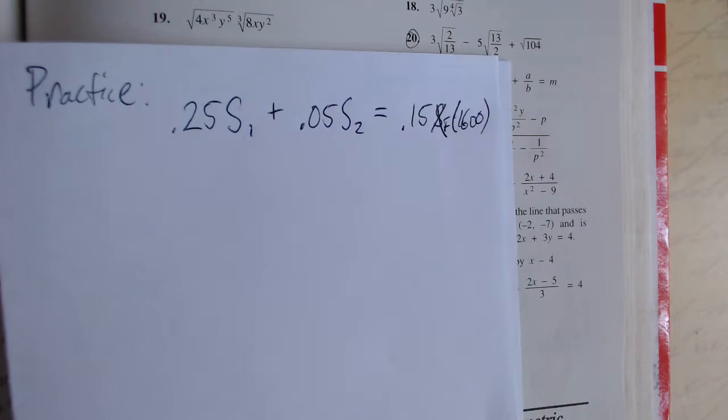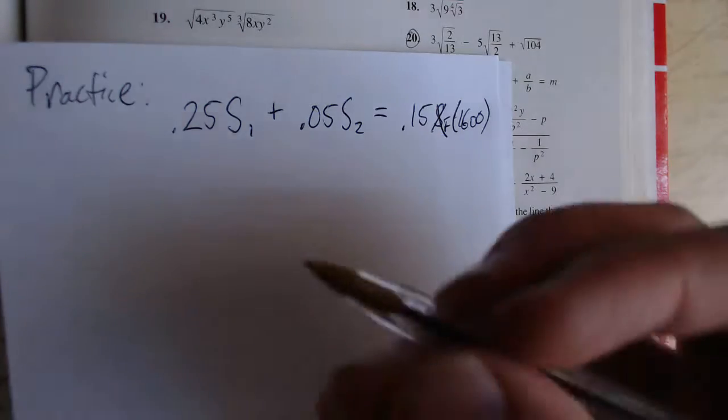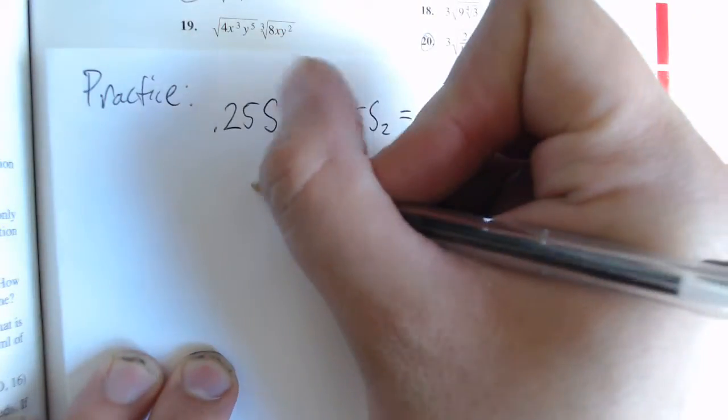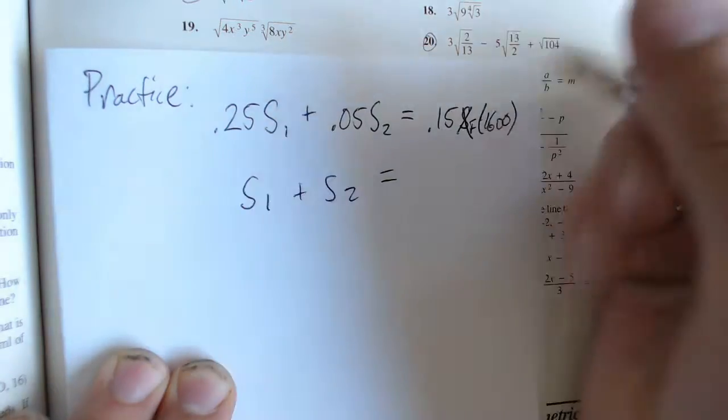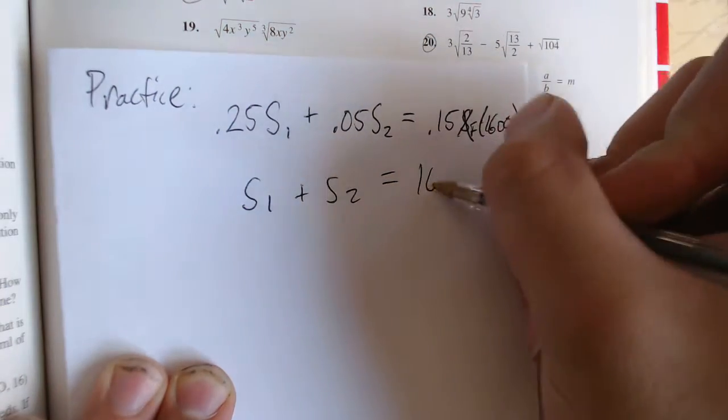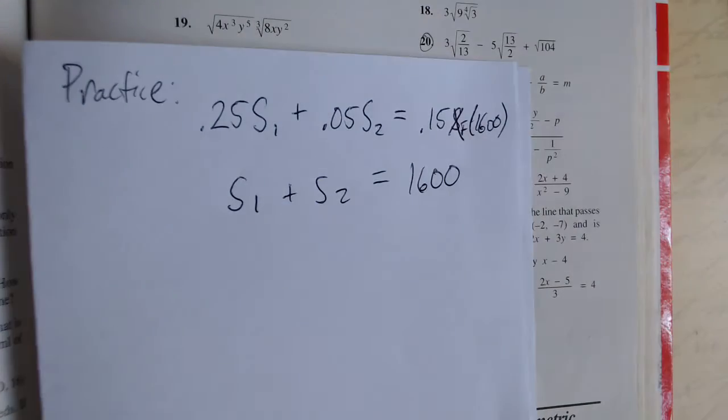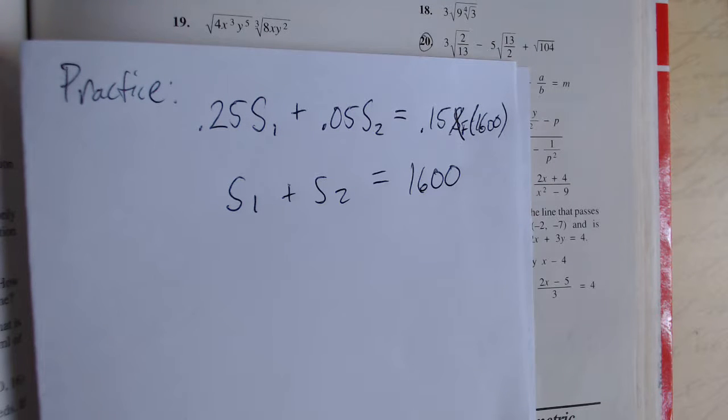Then we have to do the other equation in terms of milliliters only. So that one's really simple, because if we add up the volume of salt 1 plus salt 2, we're going to get our final volume of 1600. Alright, from here we're going to be able to substitute and eliminate between the two equations.